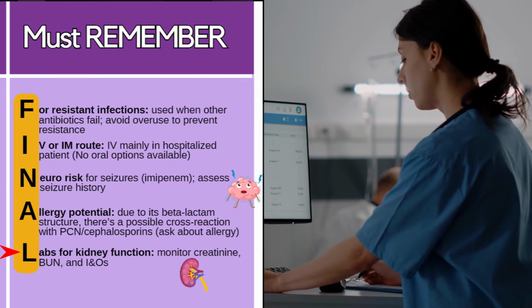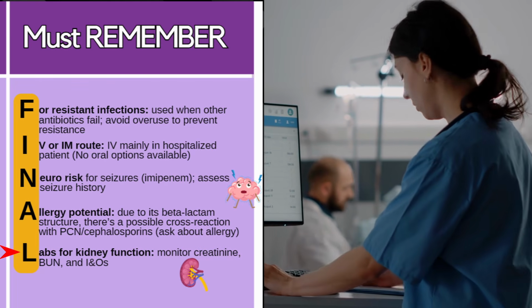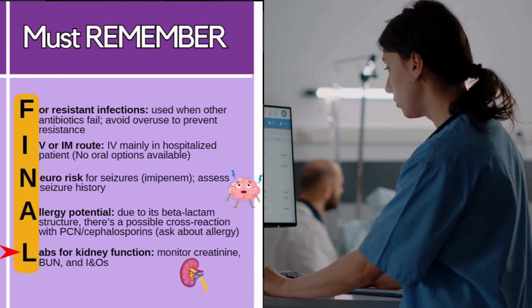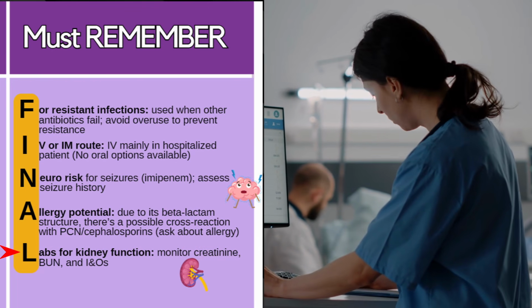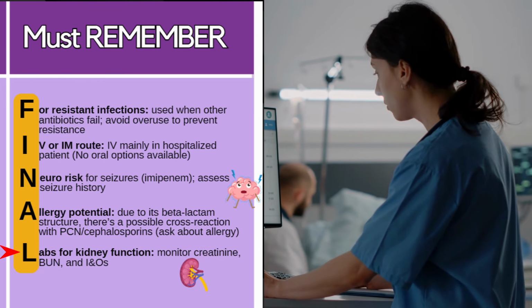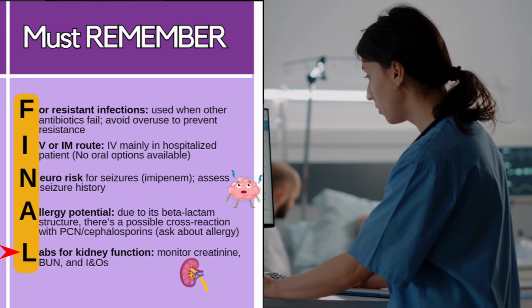And then lastly, labs for kidney function. So monitor creatinine, BUN, and ISOs. And again, monitoring renal function is really a big thing with a lot of antibiotic classes. So always just look at that and remember that in your memory.